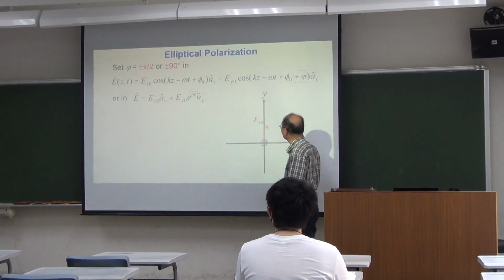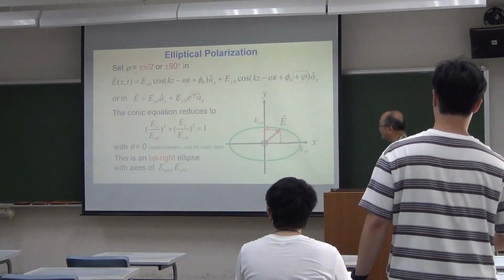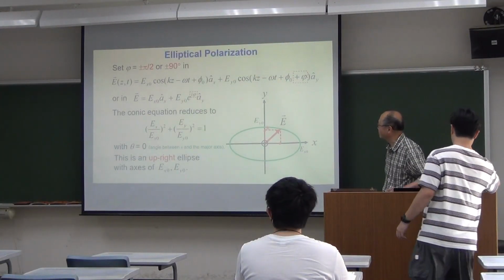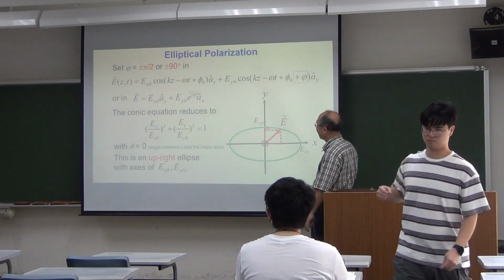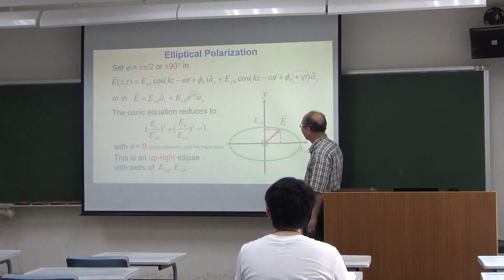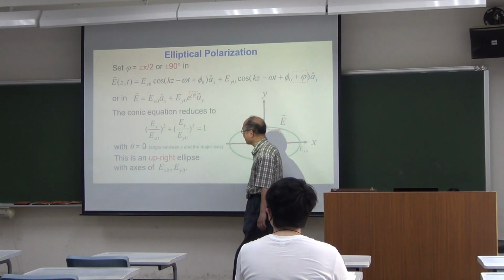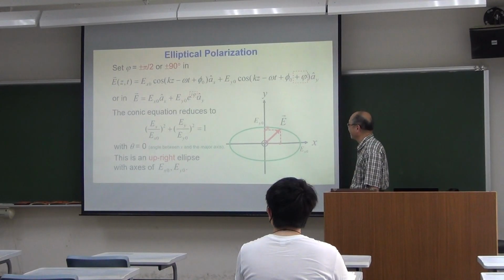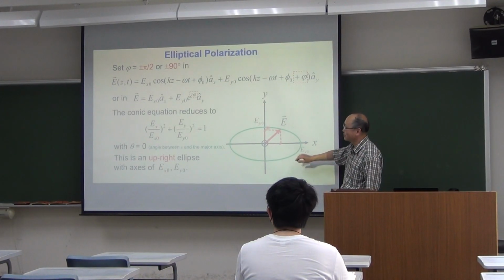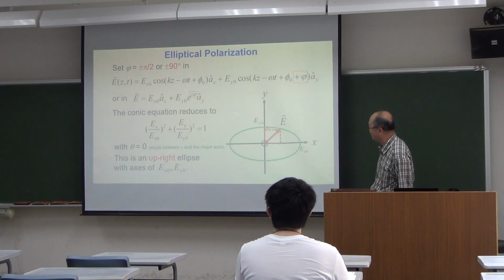That is a phase difference. All right, so in general, you have two components on the XY plane. So now let's try to set this. Well, if you have a slanting angle of zero, then you're going to get an upright ellipse on the XY plane.